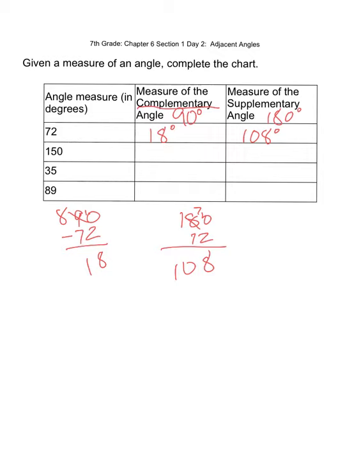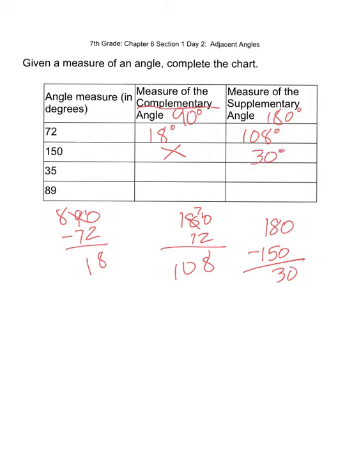Complementary angle for the next one. Complementary angles have to add up to 90. 150 is greater than 90, so there is no complementary angle to that one. Supplementary angle would be 180 minus 150, which is 30 degrees.